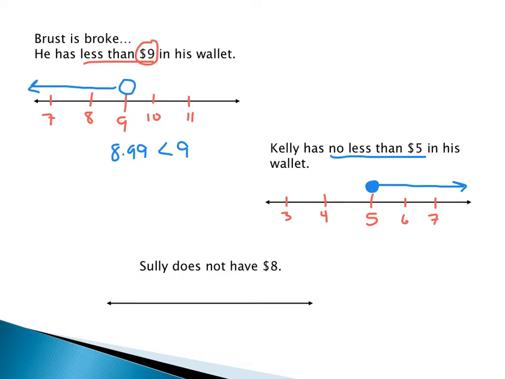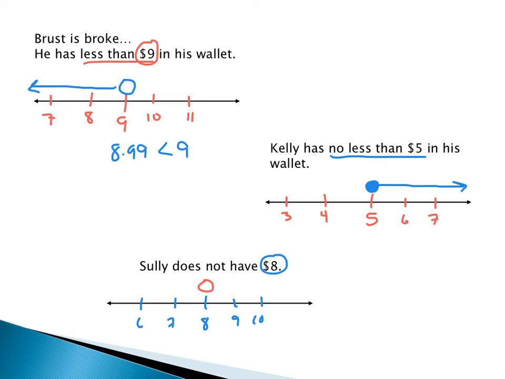It says here Sully does not have $8. Well, again, our boundary is going to be $8, so I'm going to put that in the middle. I'm going to choose just some values above, so 9 and 10, and some values below, so 7 and 6. And I want to think about he does not have $8. So again, our boundary is going to be at 8, so we're going to put a dot there. Is 8 included? Do I open it or close it? Okay, so 8 is not included because he does not have it.